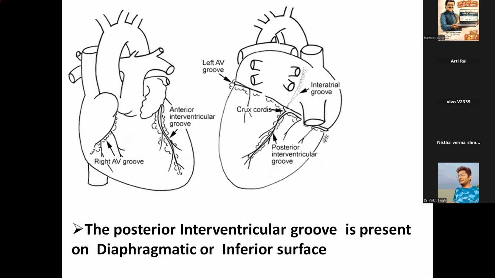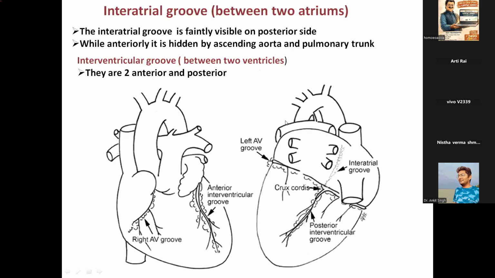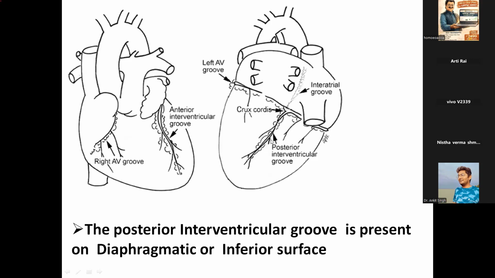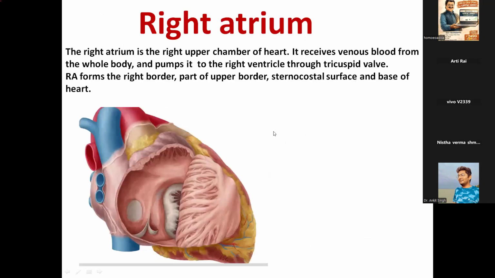The posterior interventricular groove is present on the diaphragmatic or the inferior surface. Very important. You see the posterior interventricular groove over here. There is a posterior interventricular groove that is present mainly on the diaphragmatic surface. Remember, this is the diaphragmatic surface. As well, this is the base, or you can say the posterior surface. So the posterior interventricular groove lies on the diaphragmatic surface. Okay. I hope it is clear now.